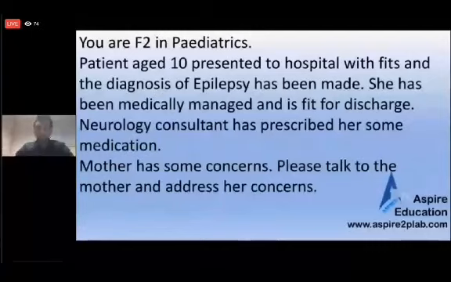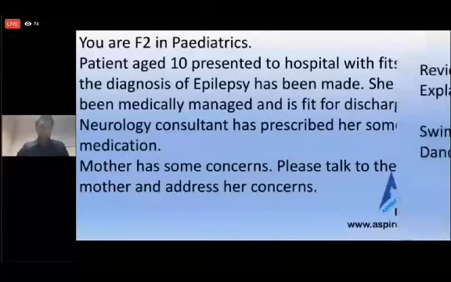Then you have to discharge. While discharging, you have to remember three things in mind. Always, for discharging any patient, you should be medically fit first. Then you should be explaining their medications when they are going home and any necessary precautions which they have to be following after they get discharged.